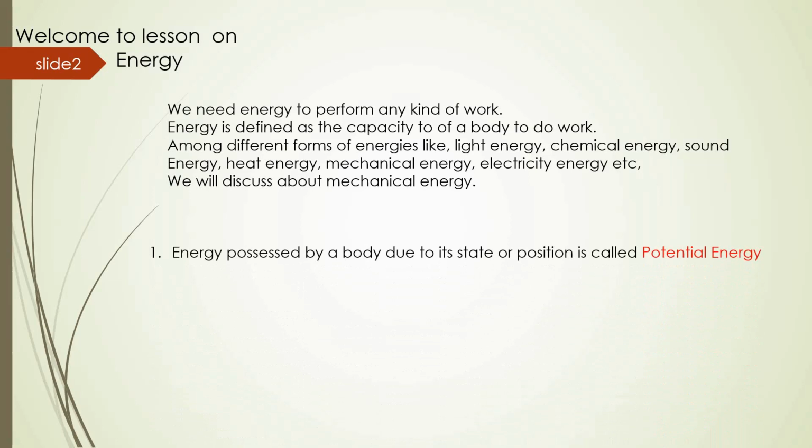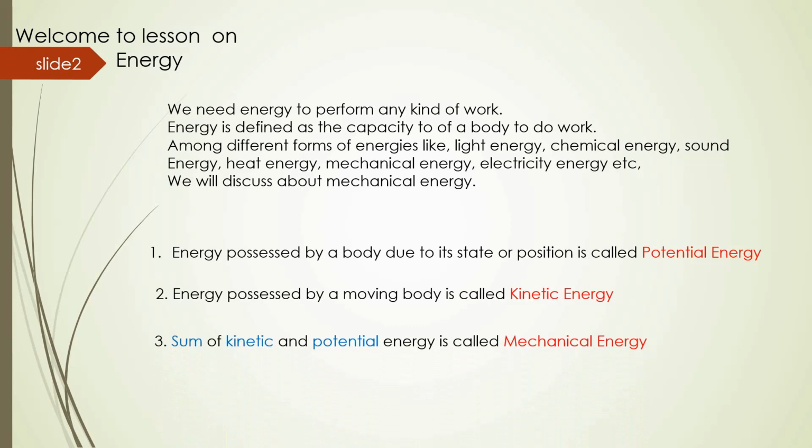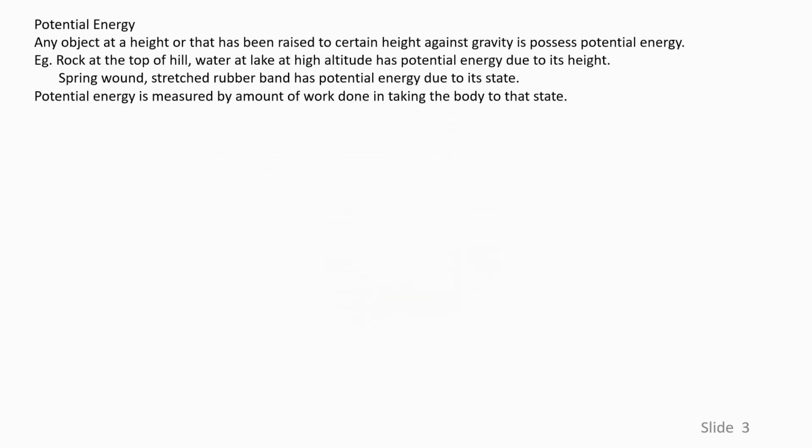Energy possessed by a body due to its position or height is called potential energy, and energy possessed by a moving body is called kinetic energy. When you add these two energies together, we call it mechanical energy. The sum of kinetic and potential energy is called mechanical energy. Now we are going to look at it in more detail.